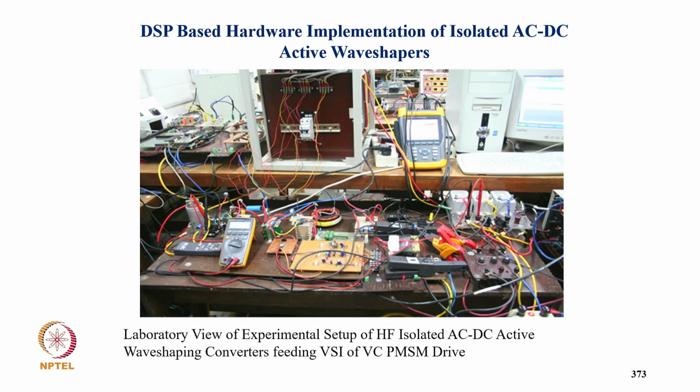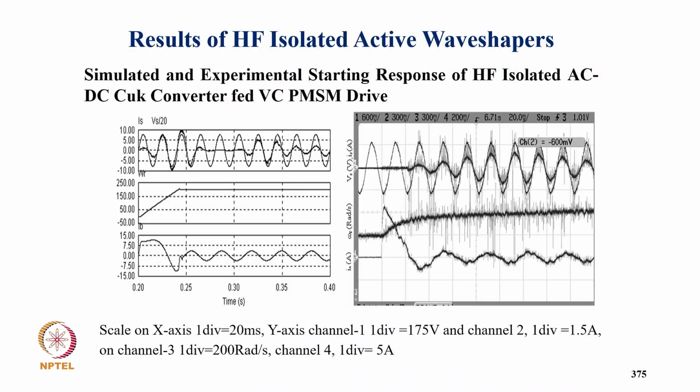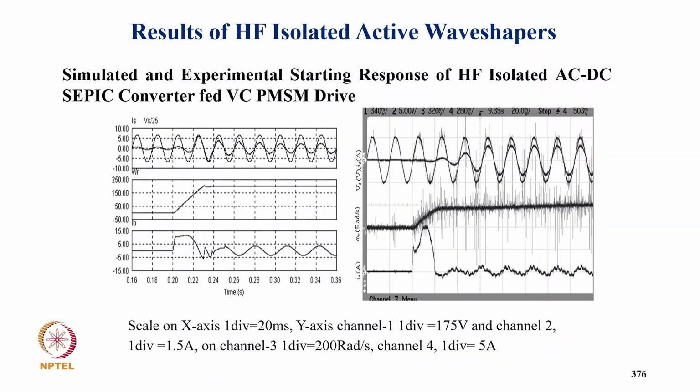This is the experimental setup for the high frequency isolated wave shaper for a voltage source converter fed vector controlled PM synchronous motor, and the DSP implementation of the active wave shaper. And this is typically the starting performance with the AC/DC converter. You can see how the supply current is sinusoidal and in phase with the supply voltage, and the speed and motor current increase. This is the case of the SEPIC converter.